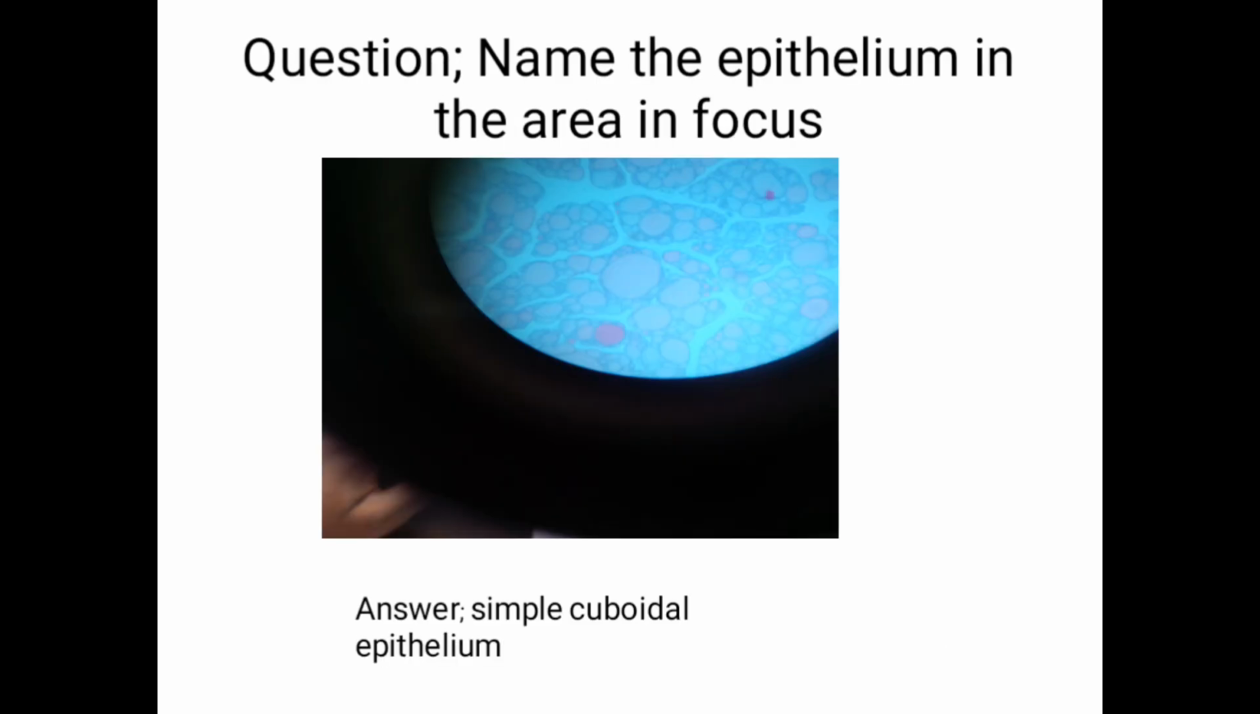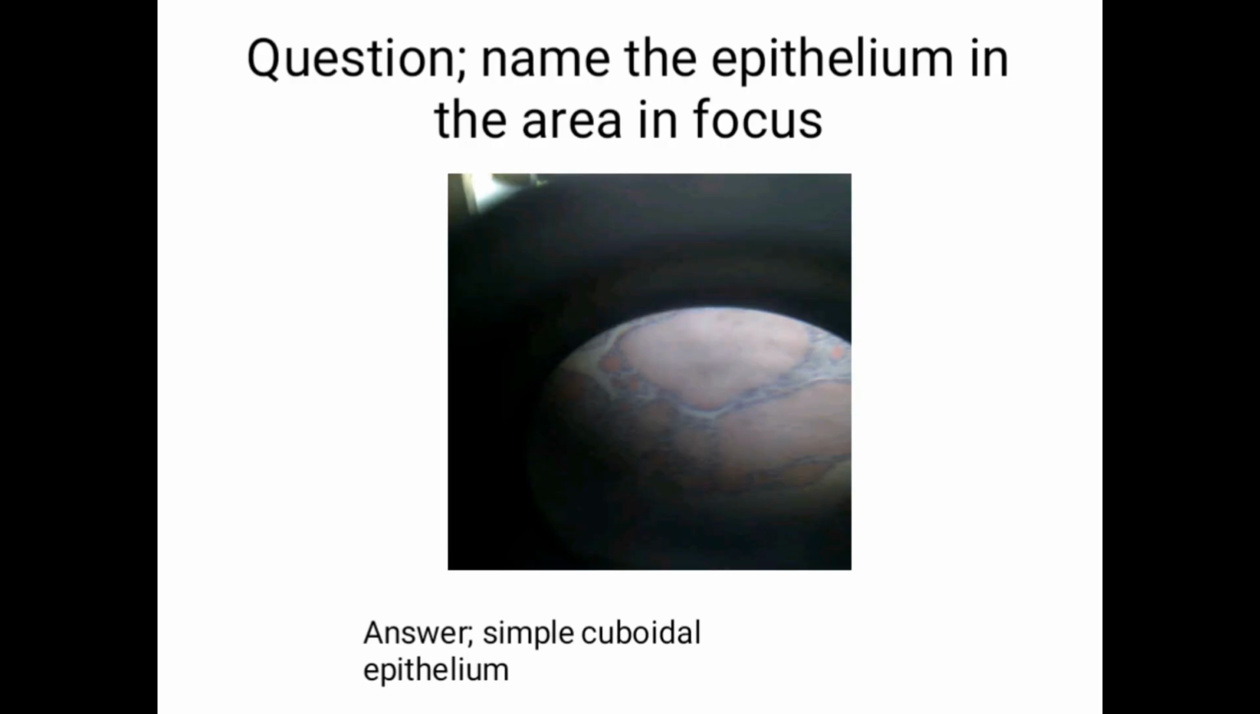And here you have simple cuboidal epithelium. Cuboidal is as wide as it is tall, so it looks like a cube. It's cube shaped, and the nucleus is centrally located. Where can you find simple cuboidal epithelium? You can find them in kidney tubules and thyroid follicles. The next here is also simple cuboidal epithelium. Though the image is not that large, that's an image of simple cuboidal epithelium.